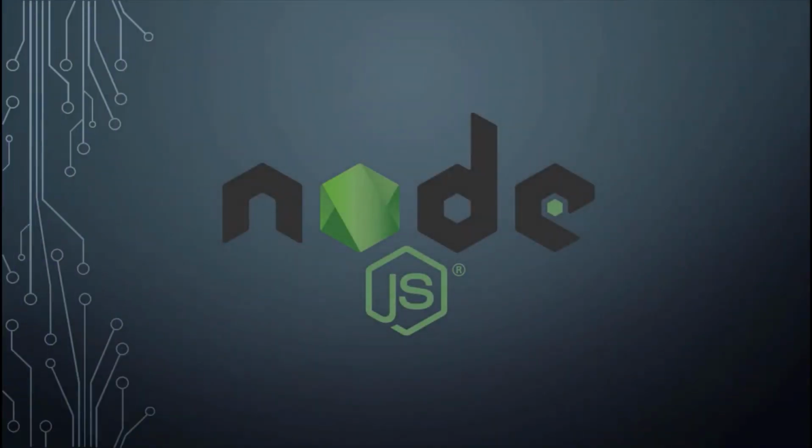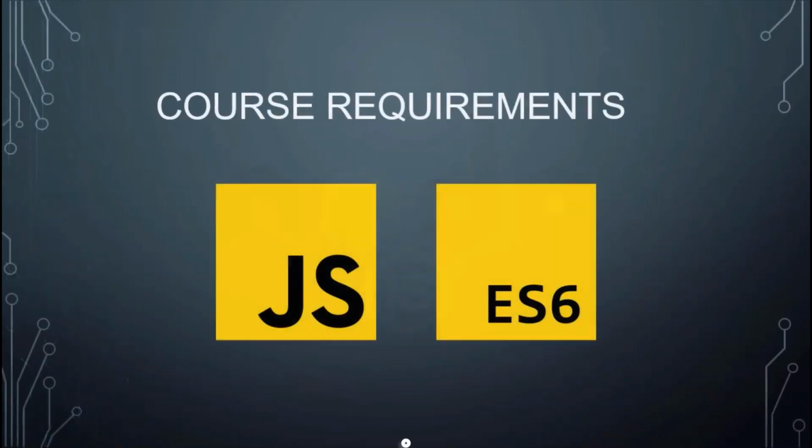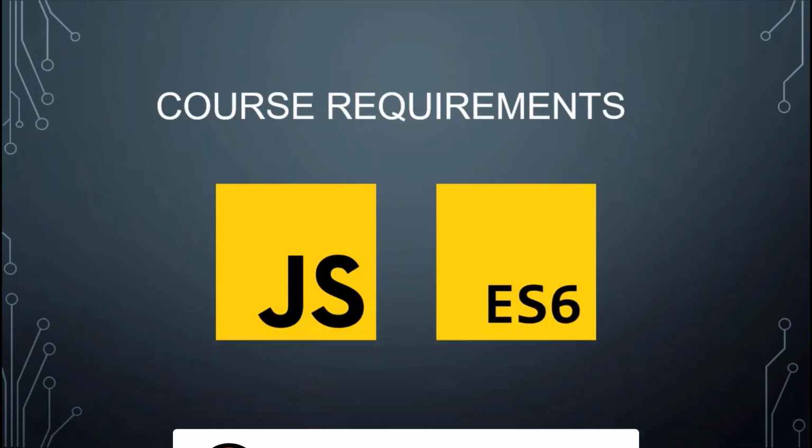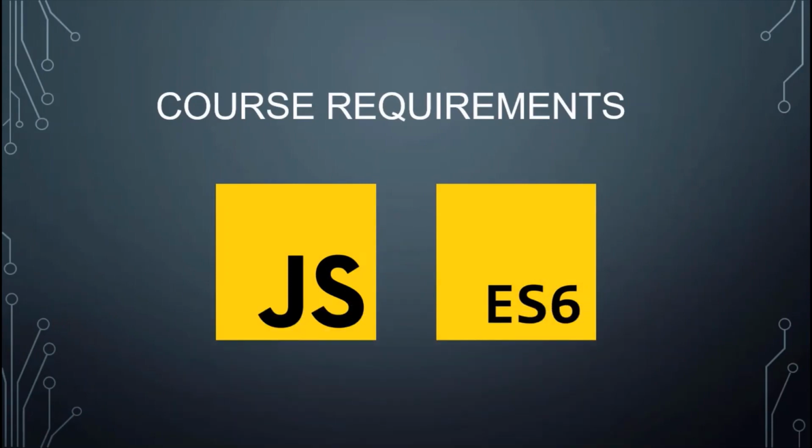Before starting this tutorial, there are a few course requirements. You should know how to program in JavaScript, so you should have a basic idea of the syntax and the way that JavaScript code is written. You should also have some basic knowledge of ES6, or ECMAScript 6. You should know how a web application basically works and what a back-end and the front-end are. And that's pretty much it.